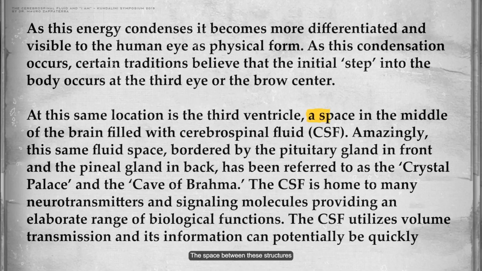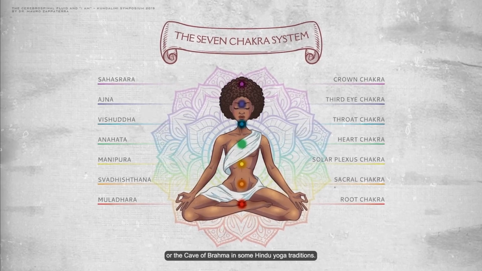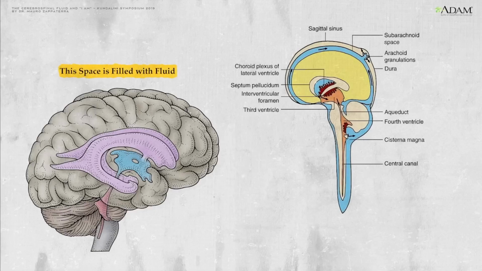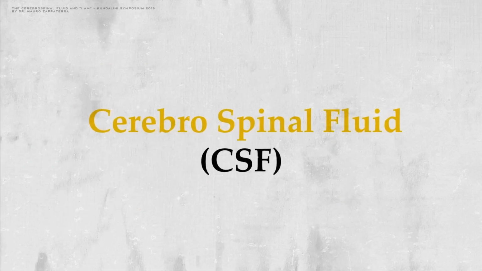The space between these structures has been called the crystal palace by Taoists, or the cave of Brahma in some Hindu yogic traditions. This space is filled with fluid, the cerebrospinal fluid.